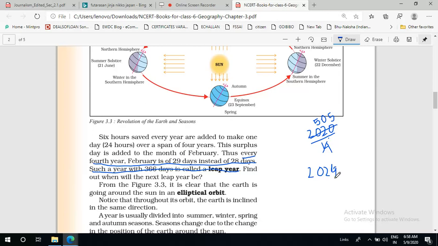Okay, so now we will discuss revolution. In the next class we will discuss this.